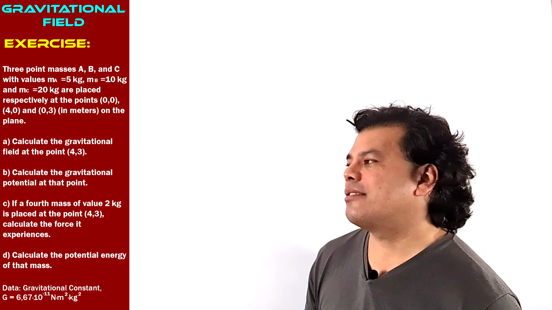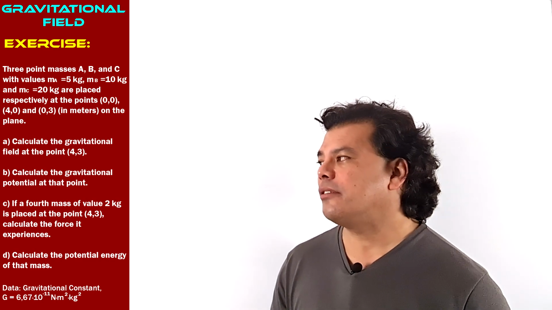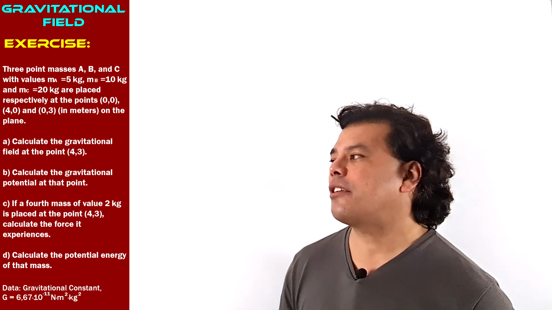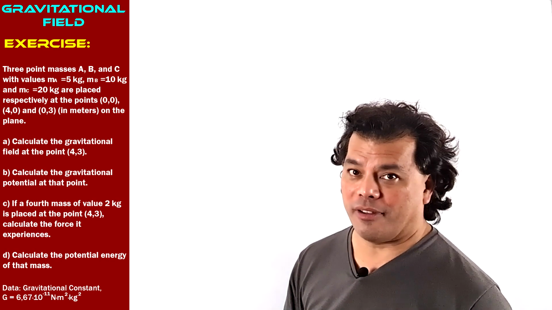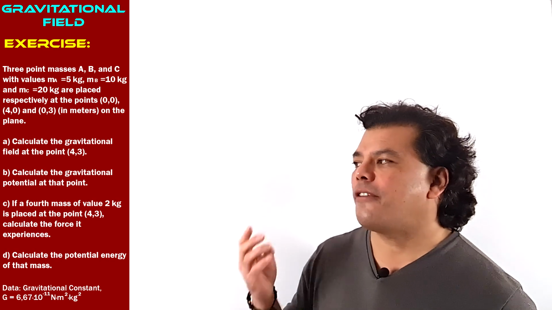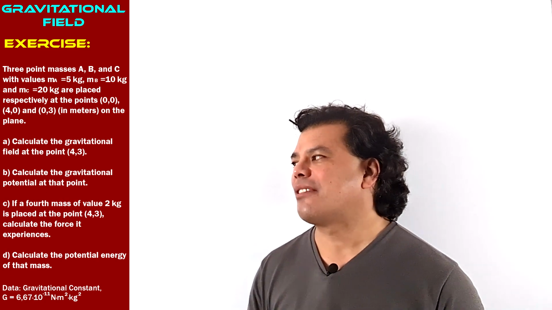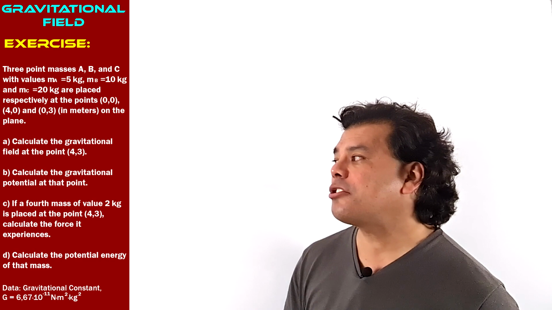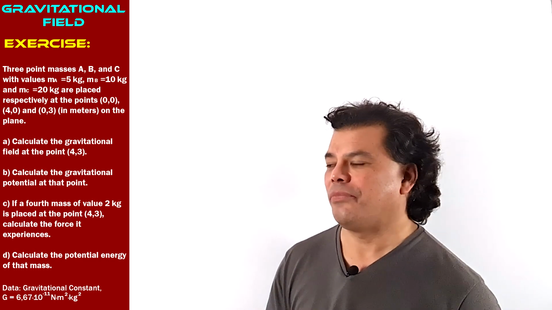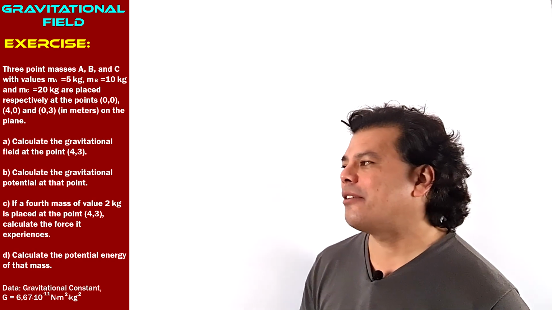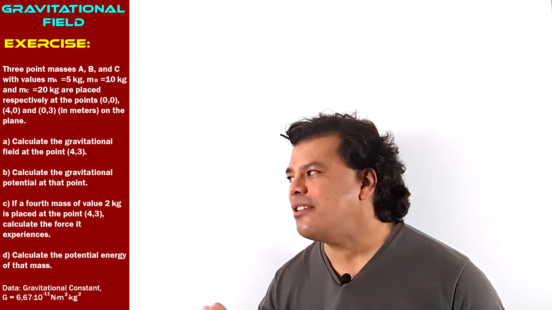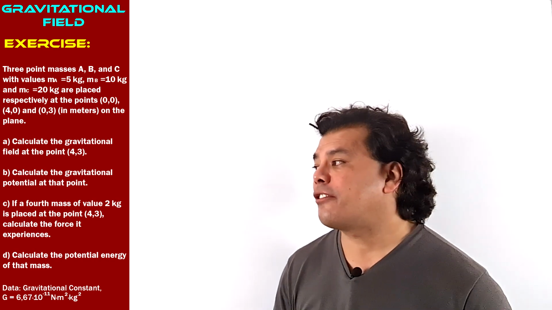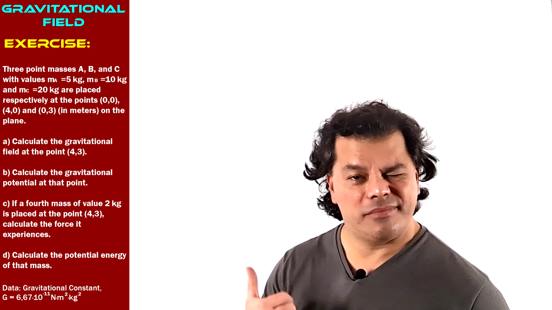Section A says, calculate the gravitational field at point (4, 3). Section B says, calculate the gravitational potential at that point. Section C, if a fourth mass of 2 kilograms is placed at point (4, 3), calculate the gravitational force it experiences. And Section D, calculate the gravitational potential energy of that mass. And we are given as data the universal gravitational constant. So let's get to it.